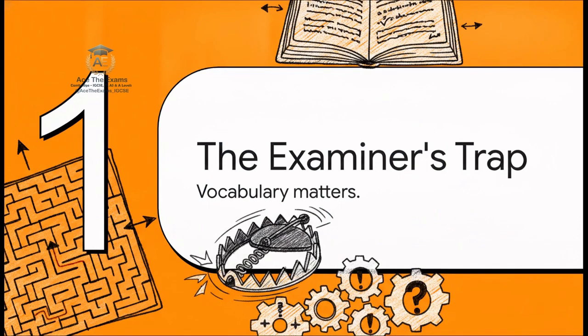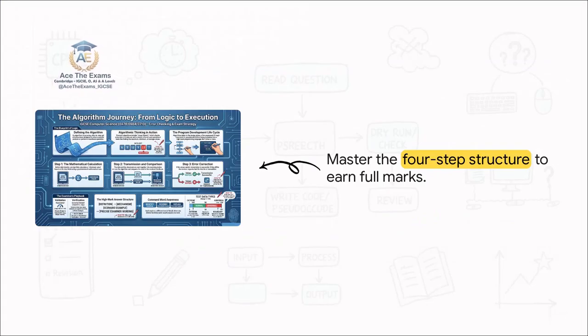All right, moving into section 1, the examiner's favorite trap, because vocabulary absolutely matters. Here's the hard truth. Knowing the underlying concept is literally just the starting line. The examiner's favorite trap is letting you talk yourself out of a mark simply because you didn't use the required structural vocabulary. It isn't just about what you know, it's about exactly how you write it down.